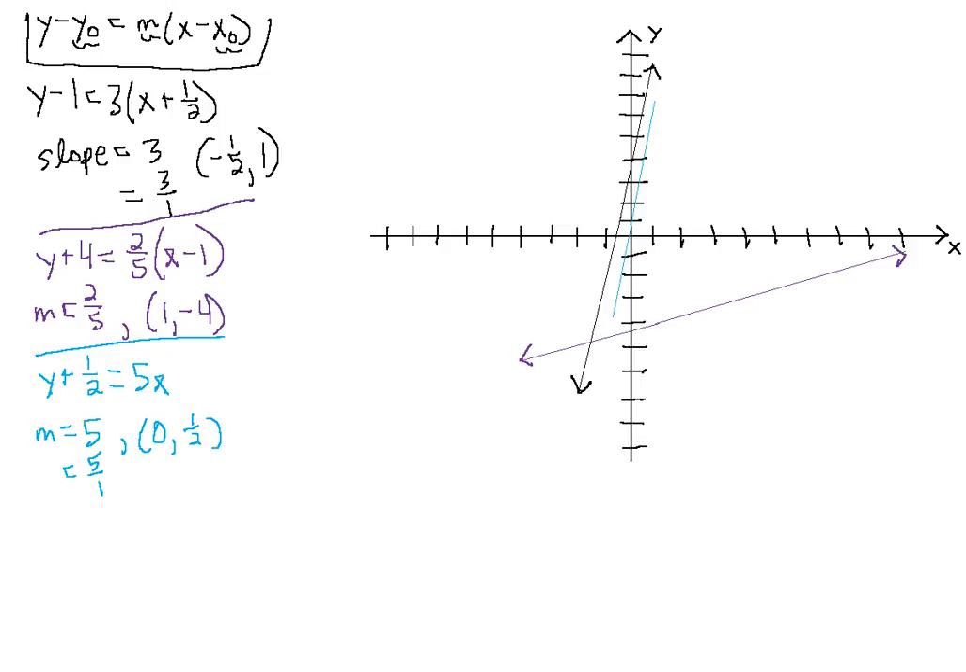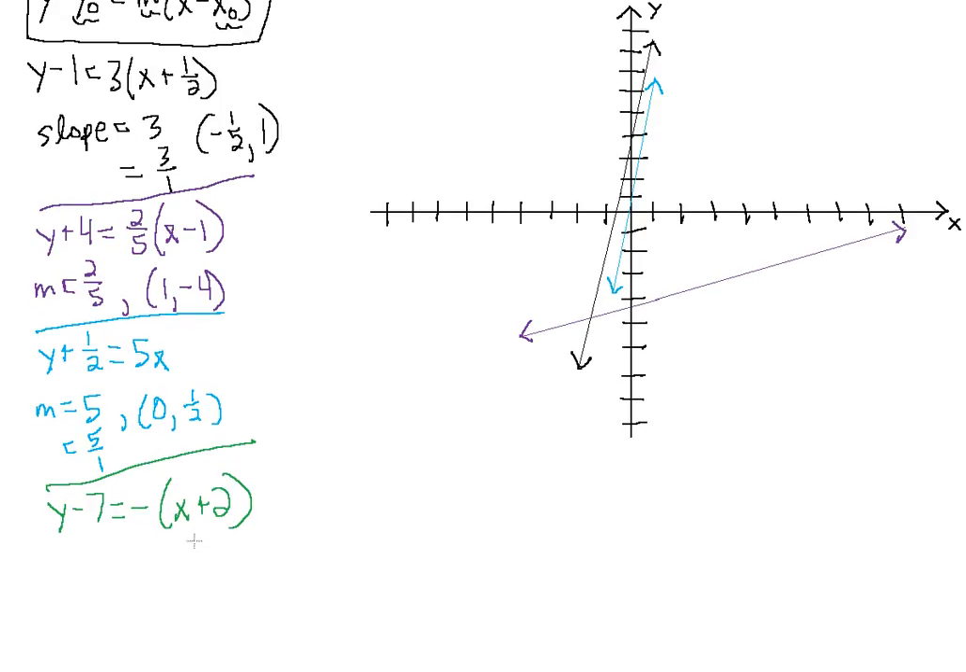Okay, not a whole lot to these. We're practicing graphing the line of an equation that is given in point-slope form. All right, let's take a look at the next one. We have y minus 7 equals minus x plus 2. All right, we're going to need the slope and a point.